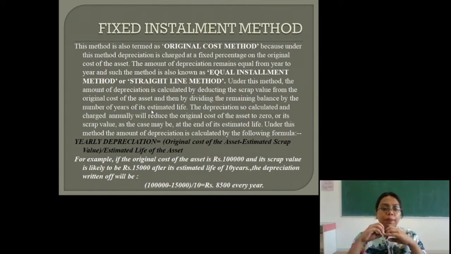Under this method, the amount of depreciation is calculated by deducting the scrap value from the original cost of the asset. So the amount of depreciation is calculated by deducting the scrap value of that particular asset from the original cost of that asset, and then we divide that by the number of years, meaning the estimated life that the asset has.